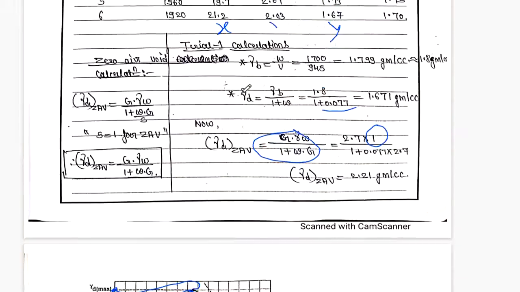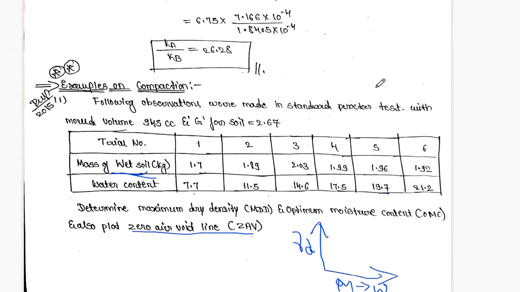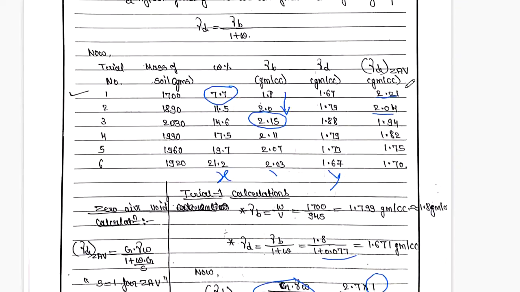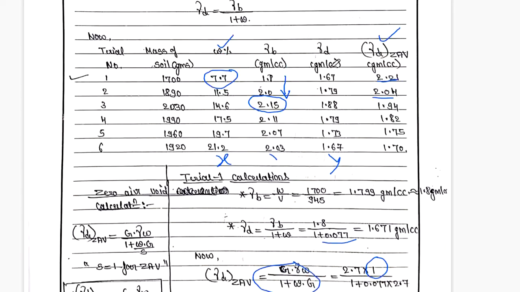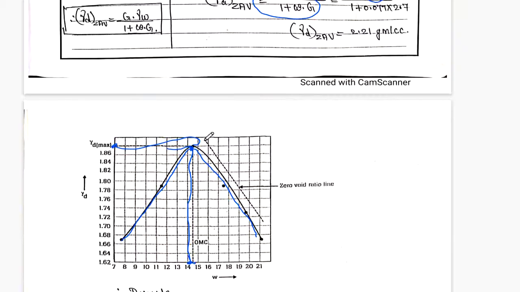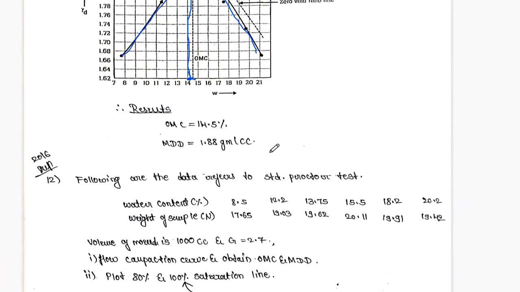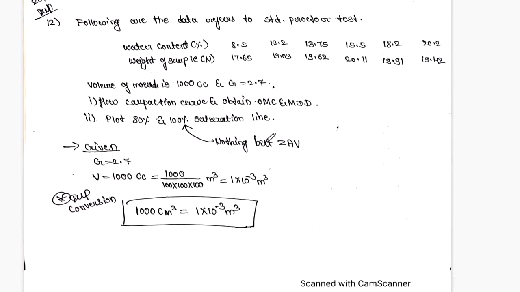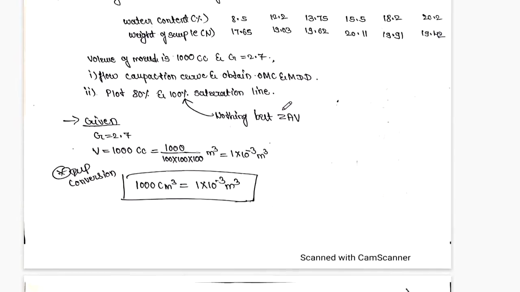Now, how about the zero air voids line? All the values we have already calculated over here. For drawing the zero air voids line, we consider this water content on the x-axis and this dry density on the y-axis. I draw the line, and this line is called the zero air voids line. Sometimes there is an 80% saturation line.